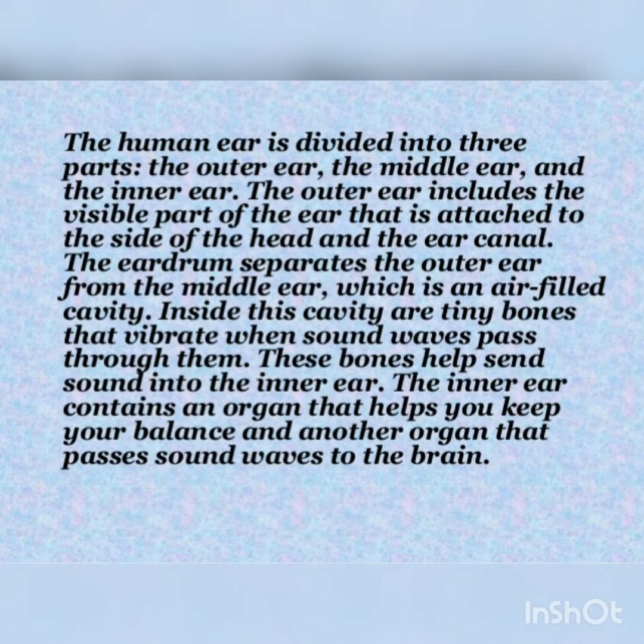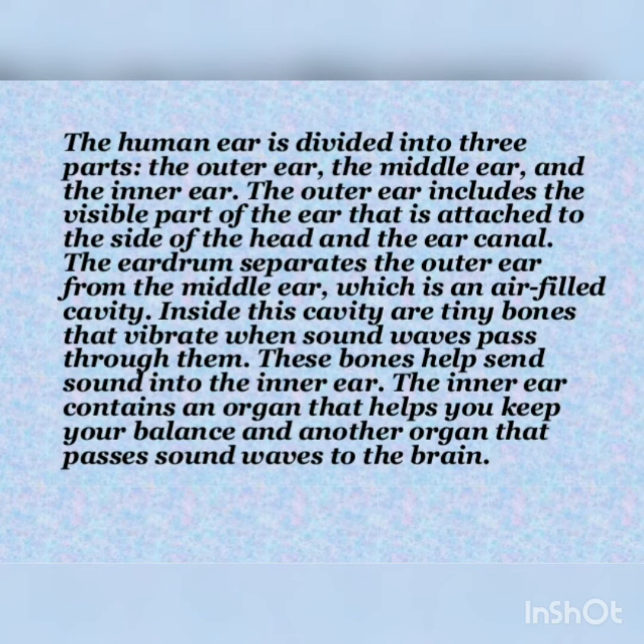Okay. So, you know that we have ears. The human ear is divided into three parts, children. Outer ear, middle ear, and the inner ear. The outer ear includes the visible part of the ear that is attached to the side of the head and the ear canal. The eardrum separates the outer ear from the middle ear, which is an air-filled cavity.